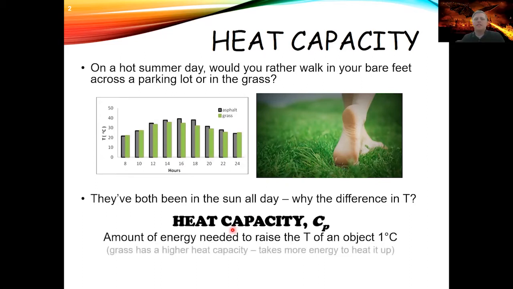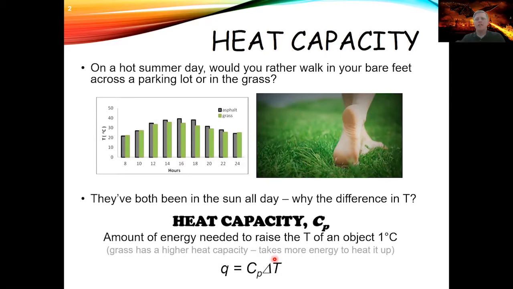So heat capacity is defined as the amount of energy needed to raise the temperature of an object by 1 degree Celsius. So if we want to figure out how much heat is actually required to raise the temperature of something by some amount, we'd use this equation, where again, Q is our heat, C is our heat capacity, and delta T is our change in temperature.